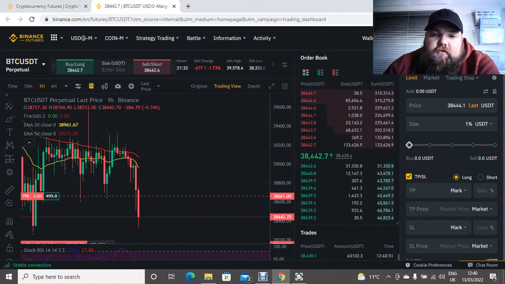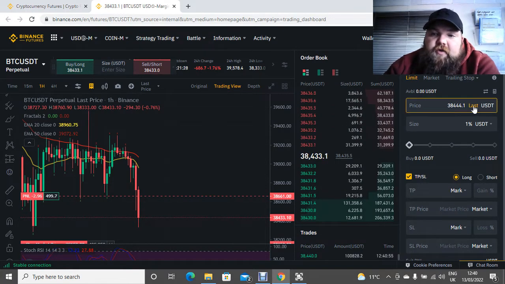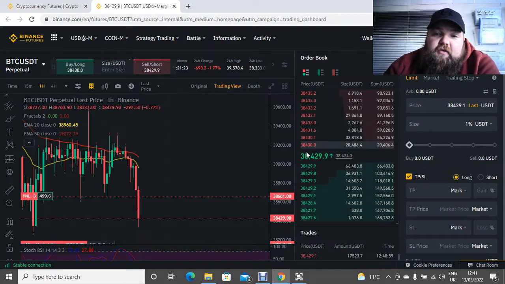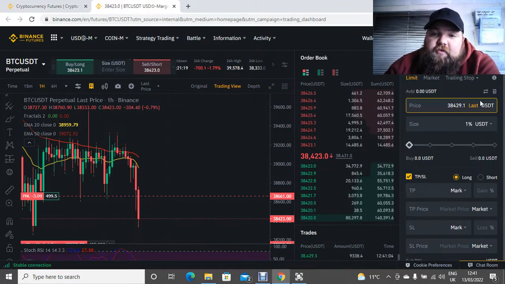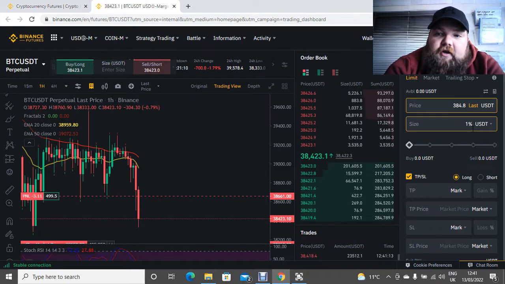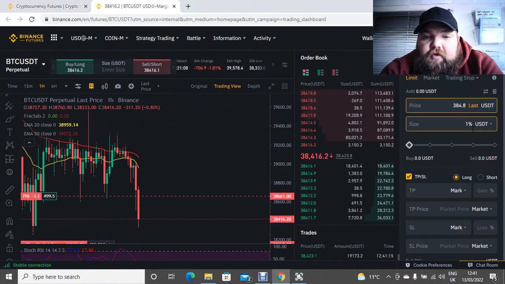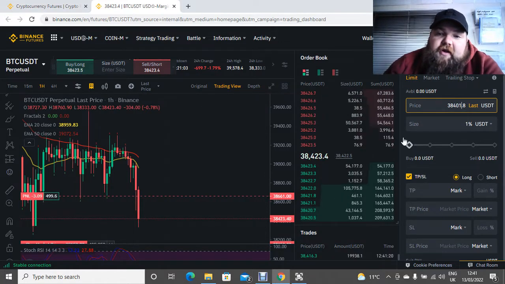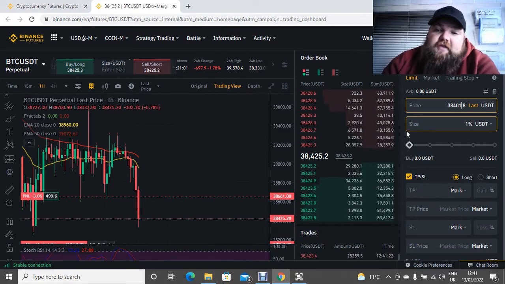Now, Bitcoin's currently at 384, 383. So what you can do here is you can just hit last. So whatever the last market price is, that's what will come up here every time. Or I can put in a slightly lower number. So we're at 38422, so 38401. If Bitcoin gets down to this, that's when I'm looking to buy.